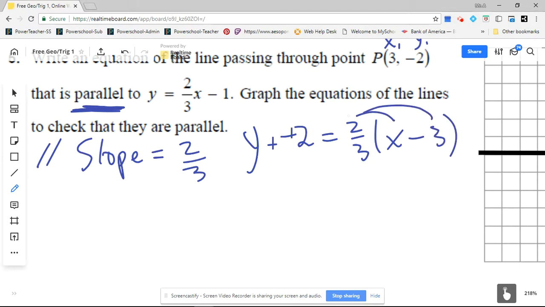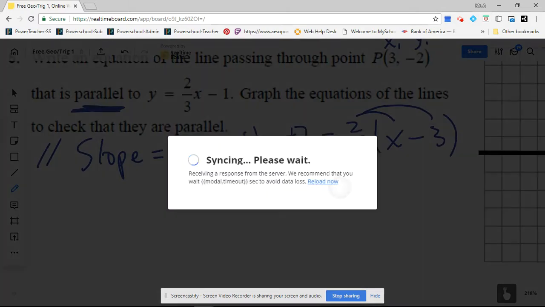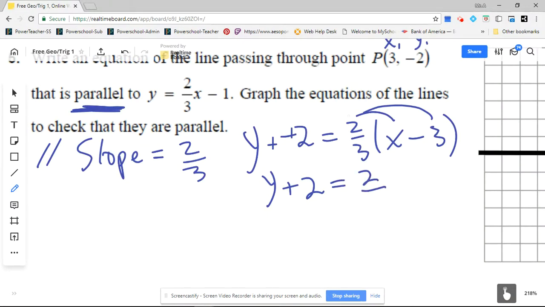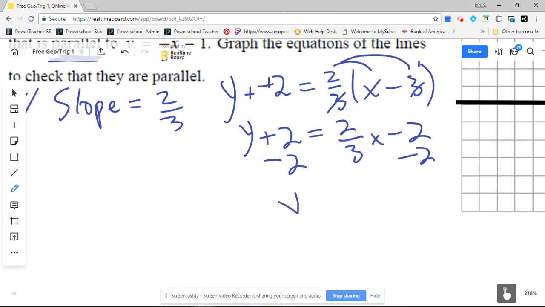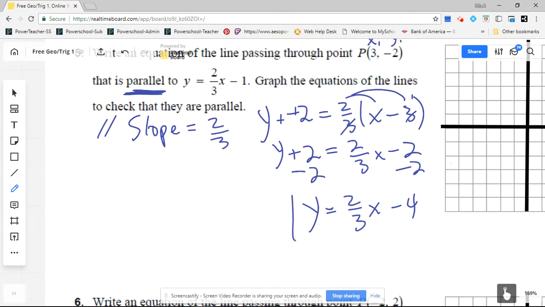So you're going to distribute. You get y plus 2 equals 2/3 x, and then the 3's will cancel. So you're going to get a negative 2 there. And when you subtract 2 on both sides, you'll get y equals 2/3 x minus 4. So the 2's canceled out, and you had this as a 1 up here, so you had a 2 times a negative 1 was negative 2. You subtracted 2 on both sides, got a negative 4.